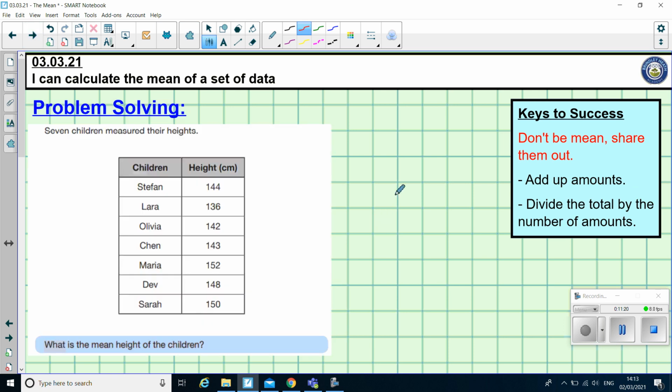Okay, when you go onto maths.co.uk today, you're going to get some problem-solving questions. And a problem-solving question might look a little bit like this. I think the ones you've got on maths.co.uk are a little bit easier, actually. But here we go. We've got 7 children measured their heights. So we've got the heights of the different children. And it says, what is the mean height of the children? Okay, so I'd like you to pause the video now and see if you can do this question. If you can't and you're really struggling, don't worry, and we'll go through the answer in a moment.